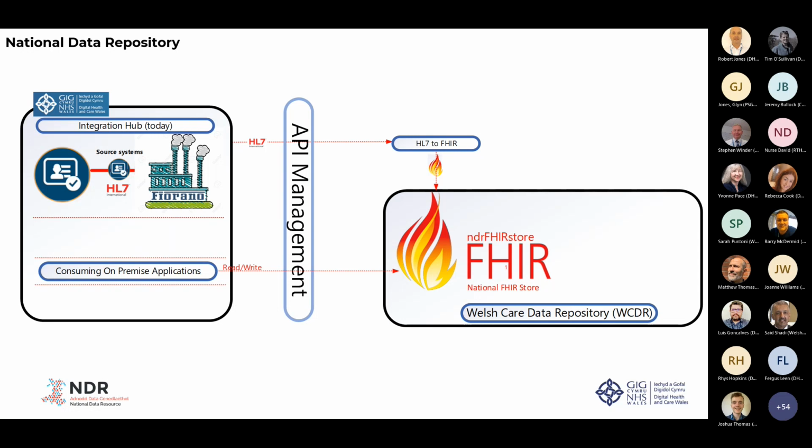So the FHIR server, as we've seen in the diagrams, has to integrate with our national integration hub. We've spoken about Fiorano earlier, and that integration hub is what brokers those messages between all our different systems. We'll look to create pipelines from that integration hub, take HL7 messages from the key systems, convert that data and persist it into a national FHIR store.